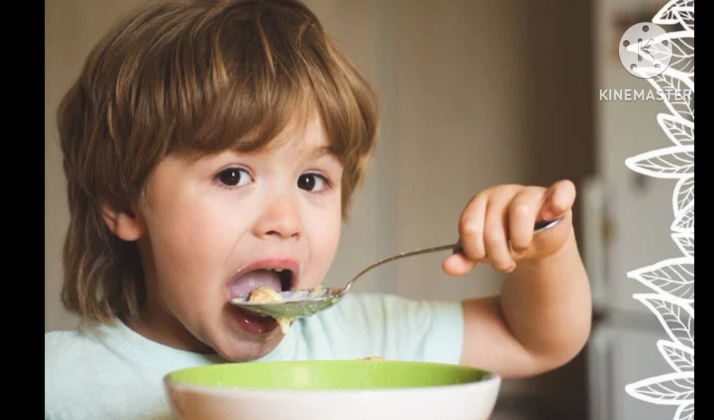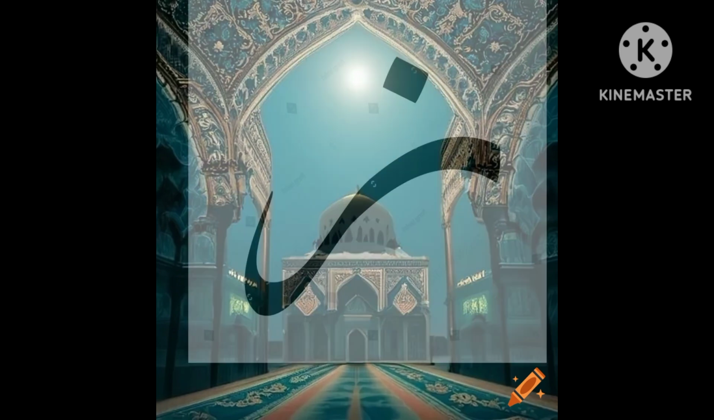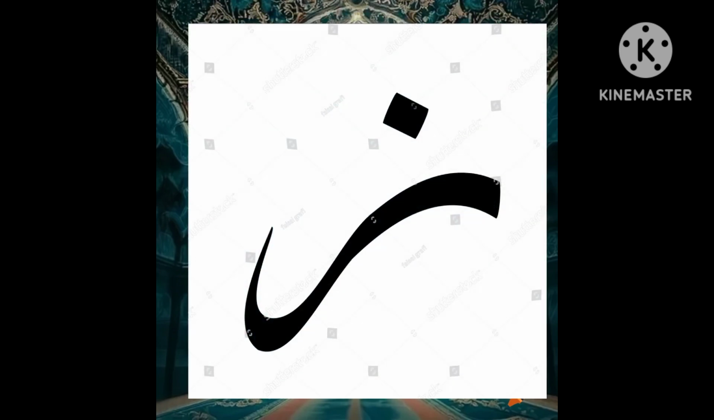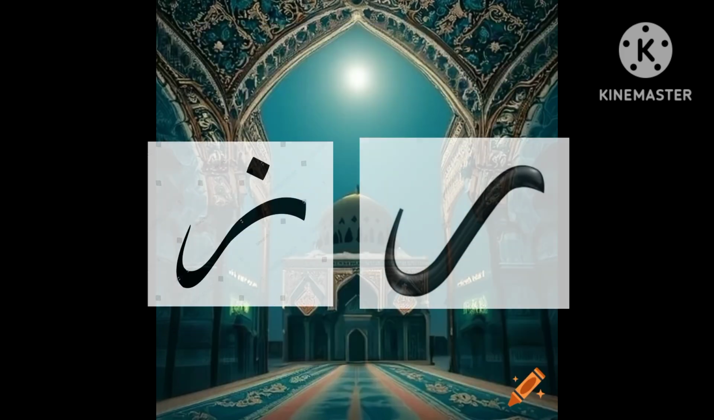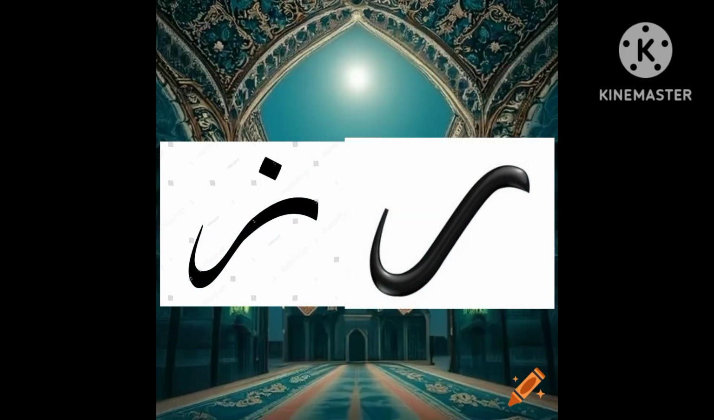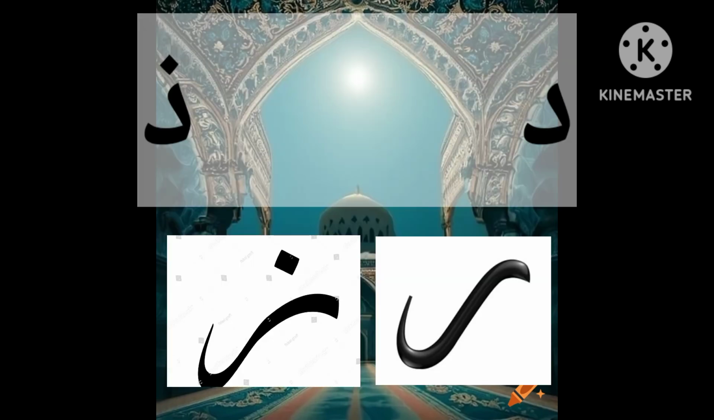And the next and the last one is Za, Za, Za. Za has the same shape as Ra, but the difference is the dot. Za has one dot and Ra has no dot. Okay, these 4 letters are enough for today.